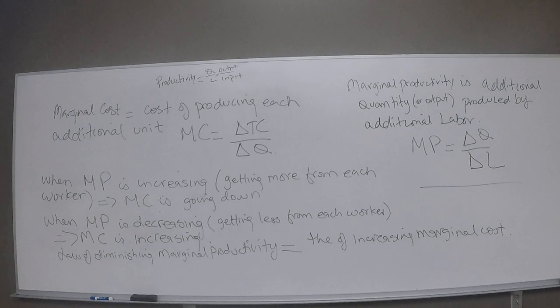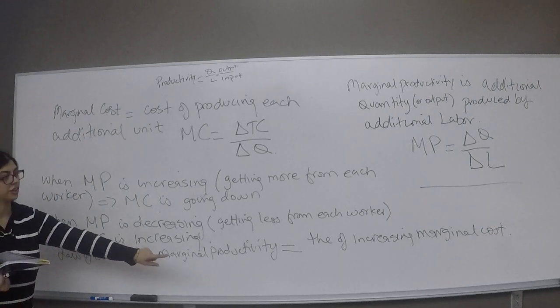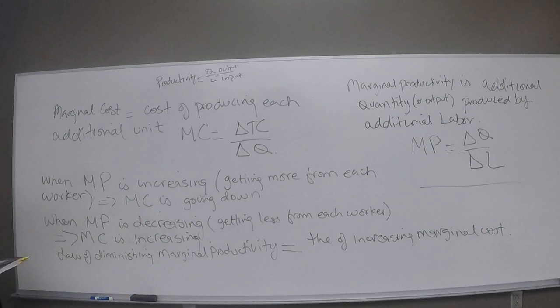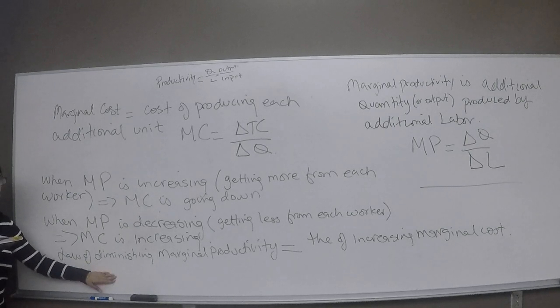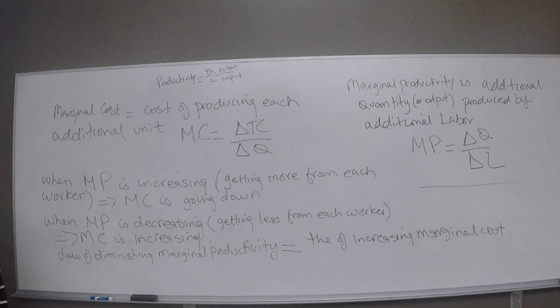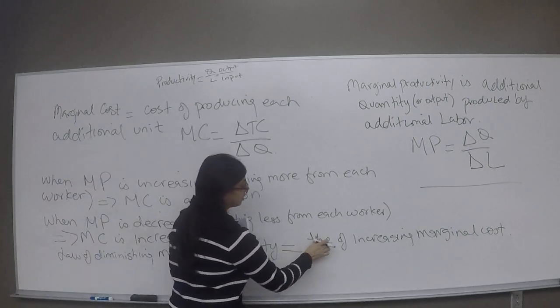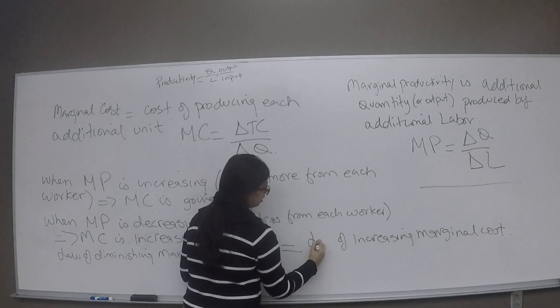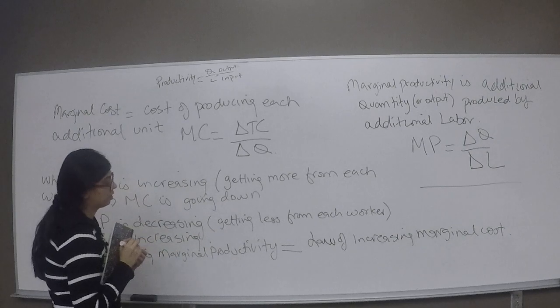Question: What does that say on the bottom? After the equal sign, the law of diminishing marginal productivity equals the law of increasing marginal cost. You forgot to write down the word "law" after the equal sign, so I was a bit confused. Law of increasing marginal cost. Sorry. Law of increasing marginal cost.